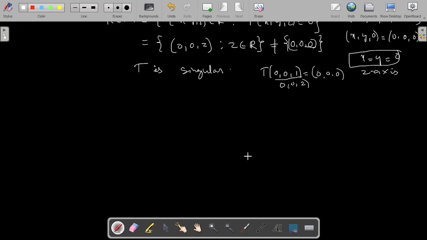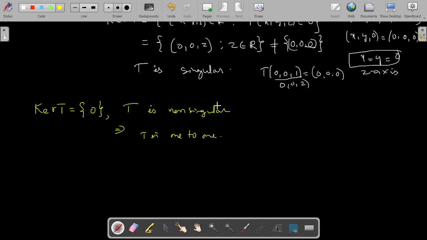So this is where the significance of the kernel of T comes in. If you know what the kernel of T is, then you can say whether the transformation is singular or not. If the kernel of T equals the set containing only the 0 vector, then that transformation T is non-singular, which implies again that the transformation T is 1 to 1.